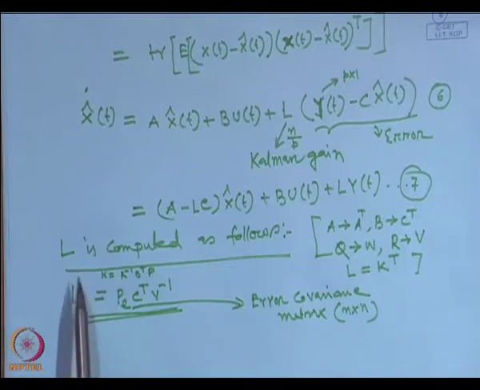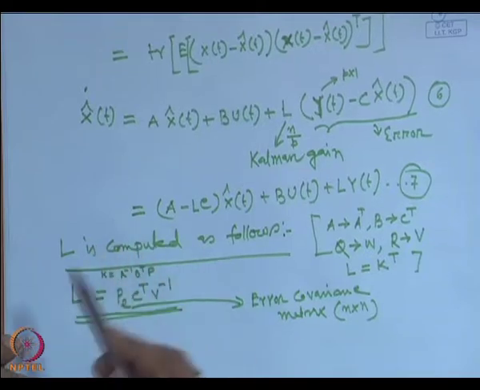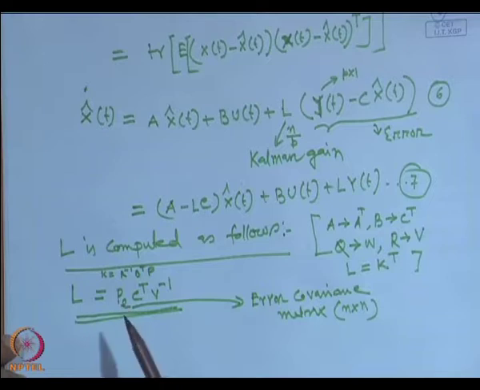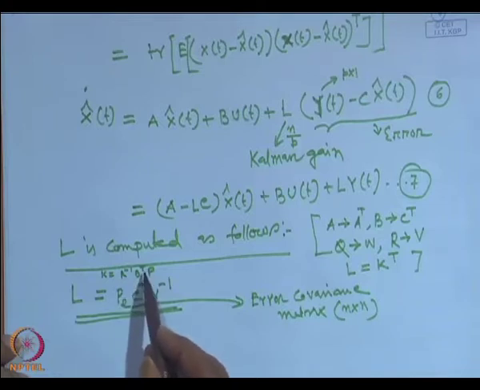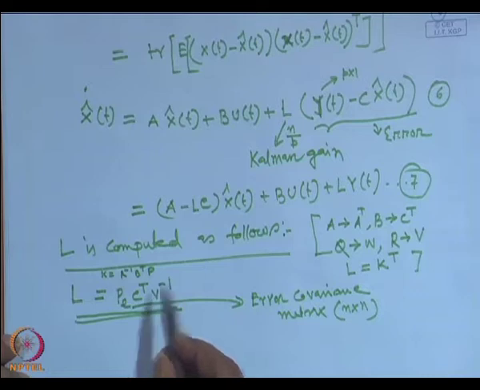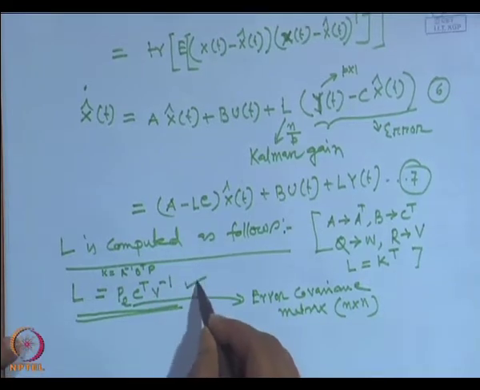Look here at how I am computing the Kalman gain. For the controller gain, K is equal to R inverse B transpose P. Take the transpose of K; P is a symmetric matrix, so its transpose is P. Here P is replaced by P_E, the error covariance matrix, and B is replaced by C transpose, and R is replaced by V. Okay, so this is the Kalman gain expression.